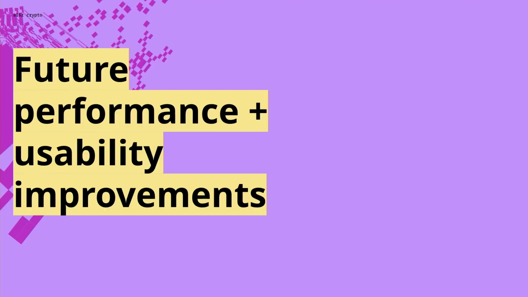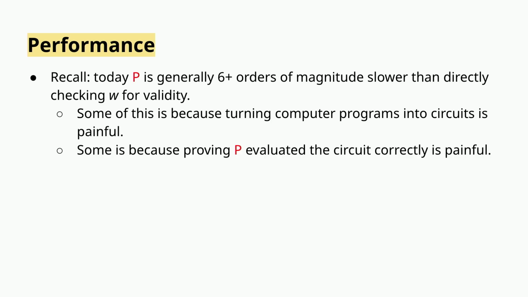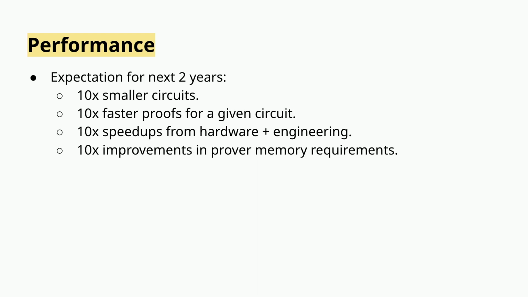Okay, so just wrapping up here, I can make some predictions for the future. So in terms of performance, let me just remind you that today, I think in general, there's a 6 order of magnitude or more slowdown for the prover compared to just checking a witness with no proof of correctness. Okay, so I think this is going to come down. I am optimistic about that. I actually think that maybe 3 of those orders of magnitude might disappear fairly soon.